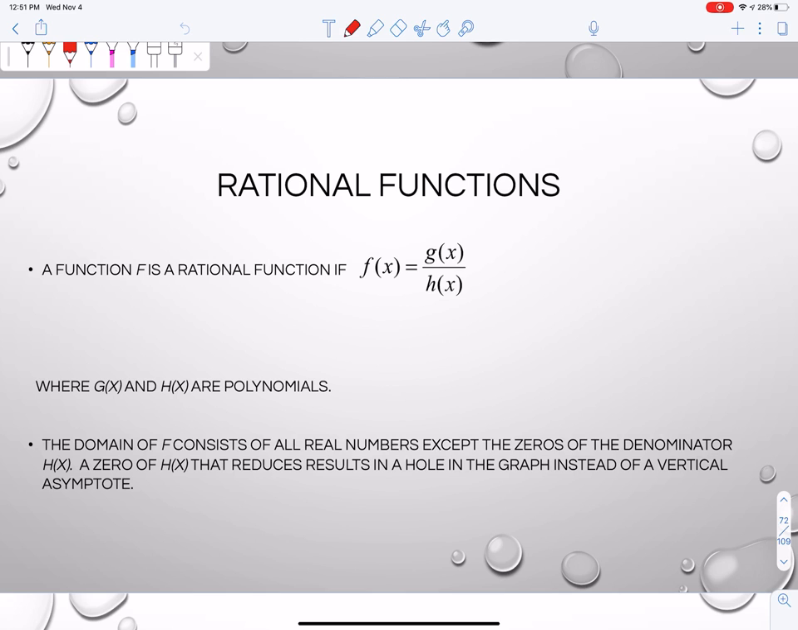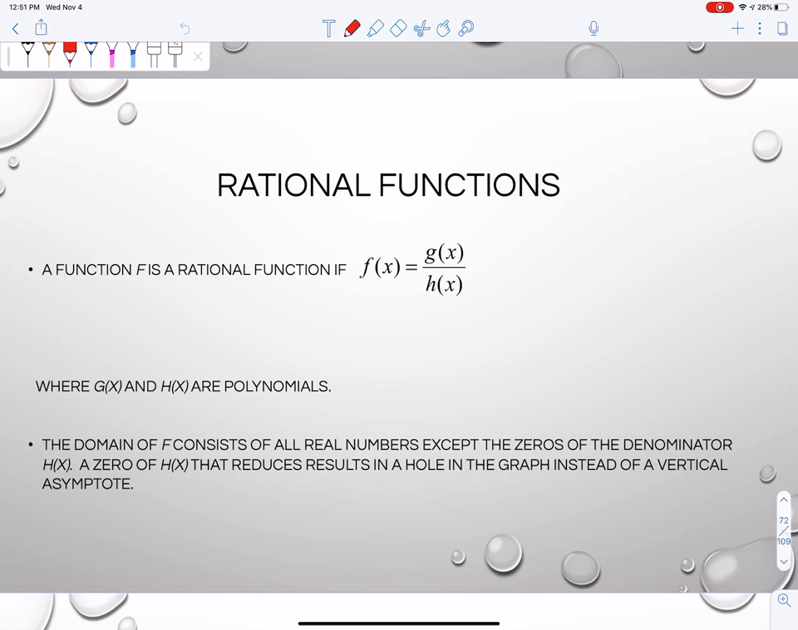The domain of the function f then consists of all real numbers except for solutions or zeros of the denominator. That would cause division by zero, thus causing an error or an issue that we're going to have to address here in a bit.